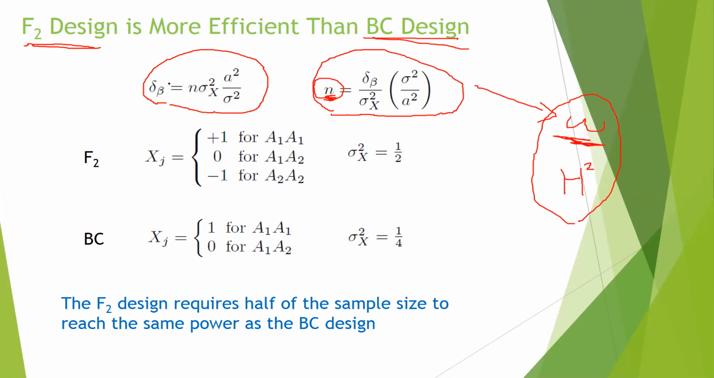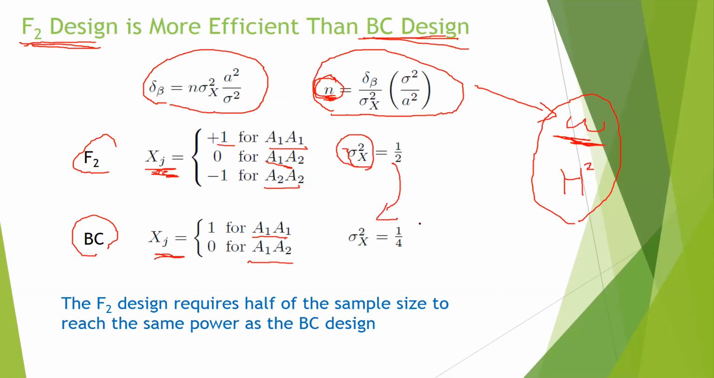If we want to compare another variable, which is the different design, what's the relationship between the different design and the sample size? Because in F2 and backcross design, we knew the variance for X. This is how we define X. In F2, we can see 3 genotypes, a better design. But in backcross, we lost some information because we only see 2 genotypes. That's why the variance of X is larger in F2 design than in the backcross design.